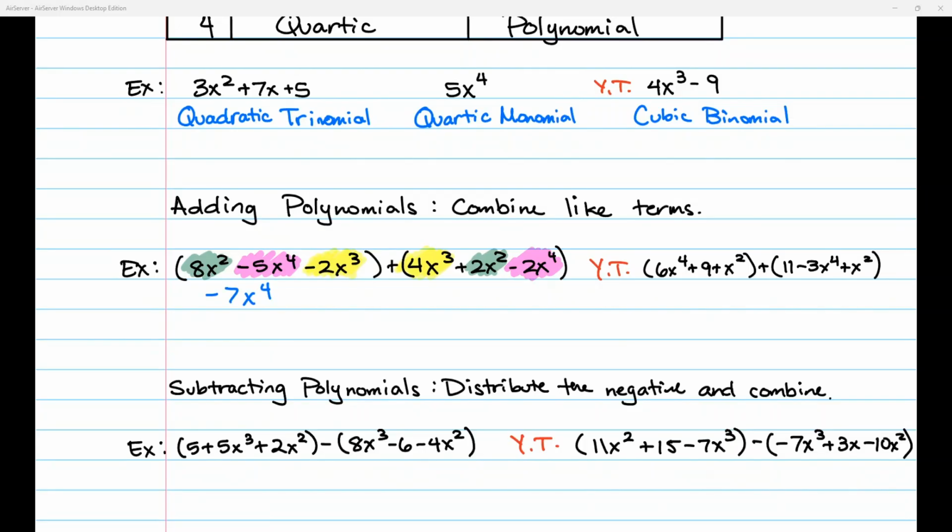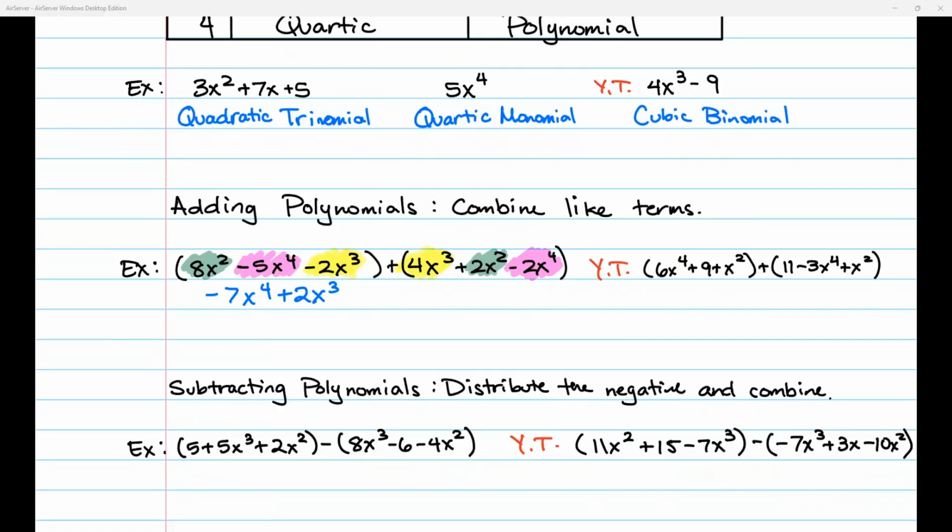Now I'm going to look at the next highest degree, which is 3. So let's see, I got a negative 2 here and a positive 4 here. Negative 2 plus 4 becomes a plus 2. And these are x cubed.